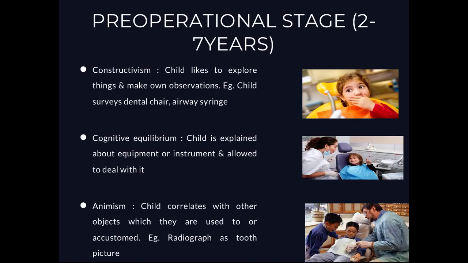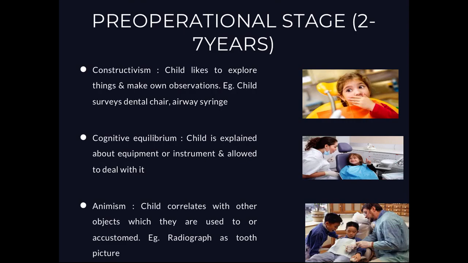Next is the pre-operational stage, that is 2 to 7 years. It has 3 parts. The first is constructivism. The child likes to explore things and make his own observations. For example, the child will survey the dental chair, he will see the air-water syringe, the air rotor and all the equipment which has been kept there. Then is cognitive equilibrium, where the child is explained about an equipment or instrument and allowed to deal with it.